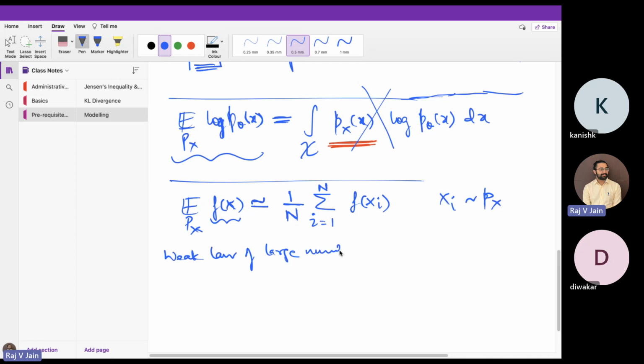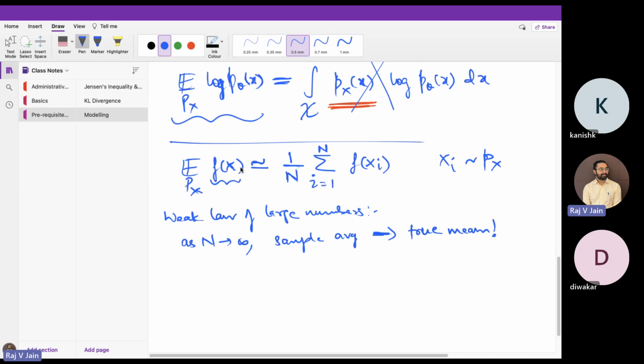So what this tells us, in one line, is that as n tends to infinity, the sample average will become closer and closer. That is, in the limit of n tends to infinity, the sample average will be the actual mean, the true mean. So we want the true mean of this function f of x with respect to this distribution. If I have large enough samples, I can look at the sample average of this function, and this will be close to the true mean if n is large. That is the idea that we are going to use.